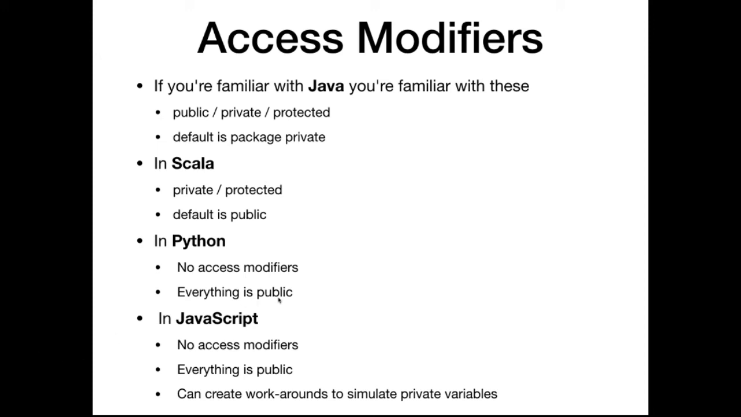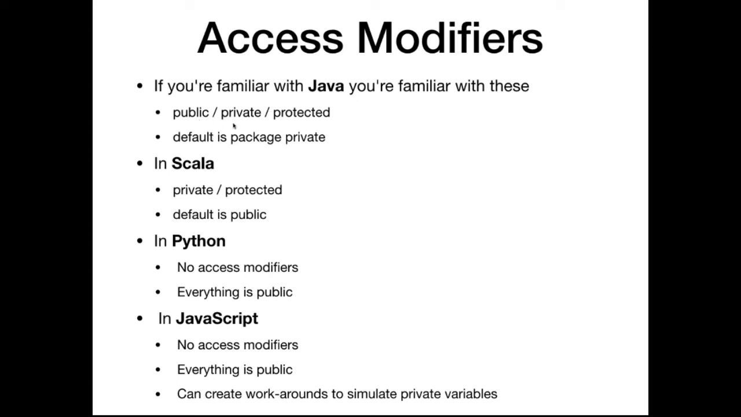Everything's public. You can't restrict access at all. There are some workarounds in JavaScript. There are some conventions in Python. If you name your variables a certain way, it communicates to other developers that those are private variables that they shouldn't be messing with. And some IDEs will remove those from the autocomplete, so it doesn't list those as options that are easy to access. You can still access them and change them, but they're just conventions to show other people.